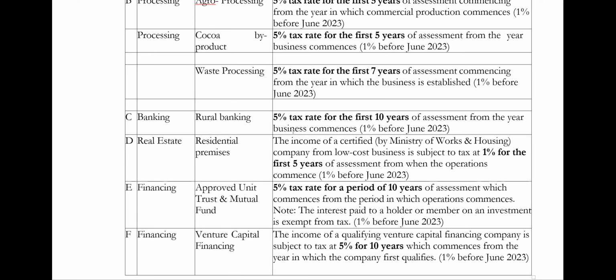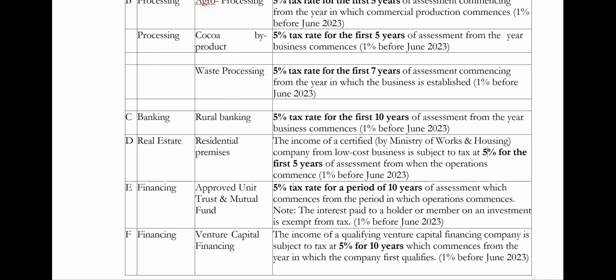Then real estate, if only you are certified by the Ministry of Works and Housing to do low-cost housing, right? You pay 5%, not 1%. You pay 5% for the first 5 years, okay? And then when you are into venture capital and approved unit trust schemes, it's 10 years from the period where you commence the operations. Okay, so these are the only temporary concessions that we have for these sectors.